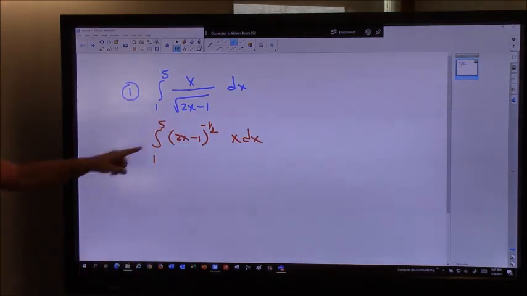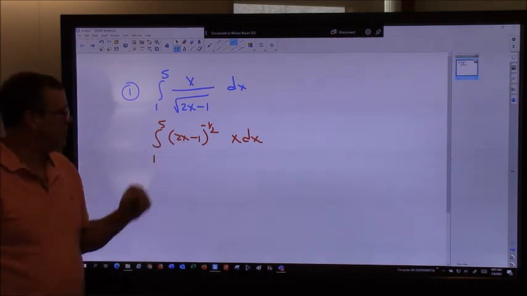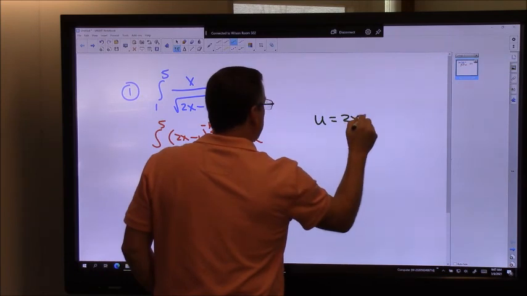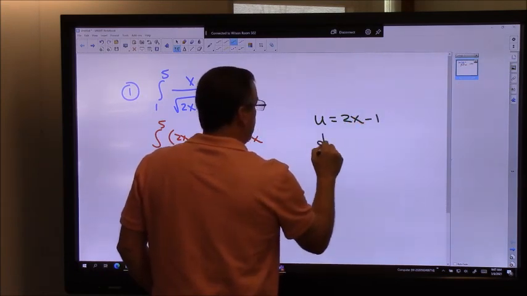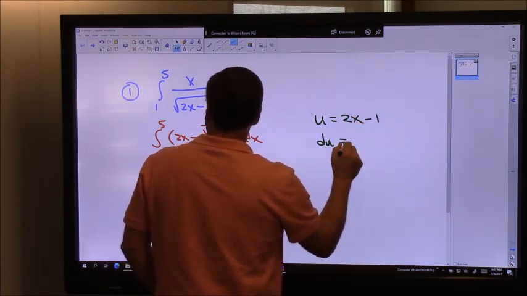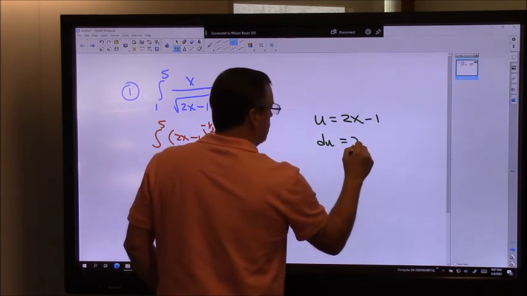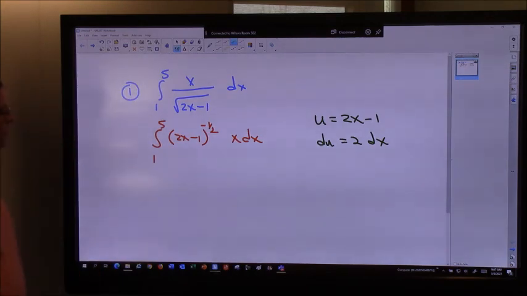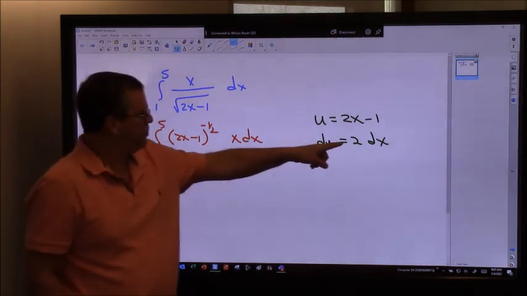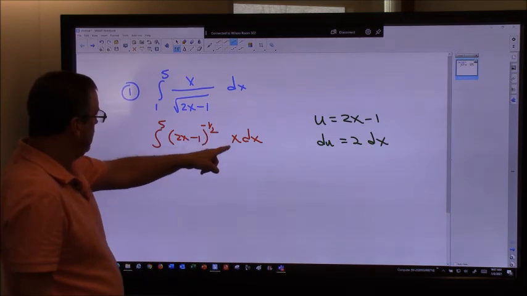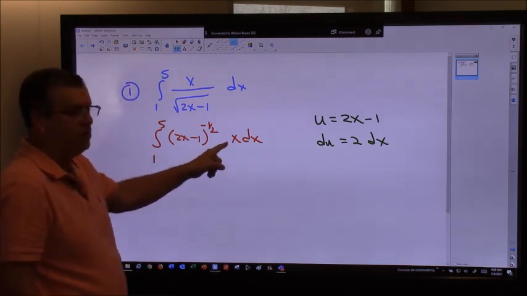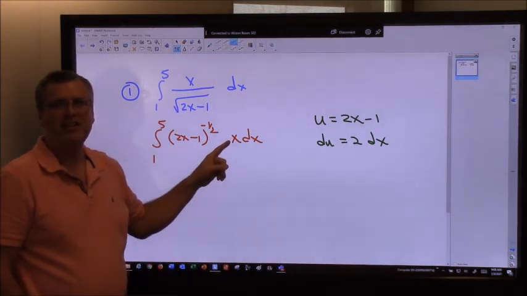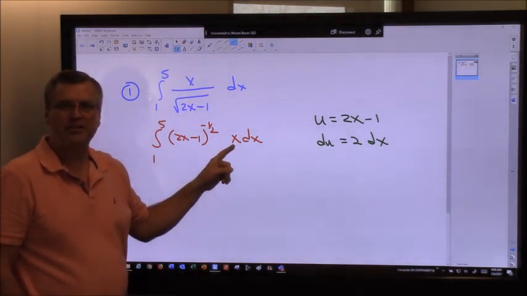So now I'll do my substitution. I'll let u equal what's on the inside. So u is going to equal 2x minus 1, and du is going to be 2 dx, since I just took the derivative. So all I need to do is make sure I see a 2 right here. Oh, I can't make that happen, can I?